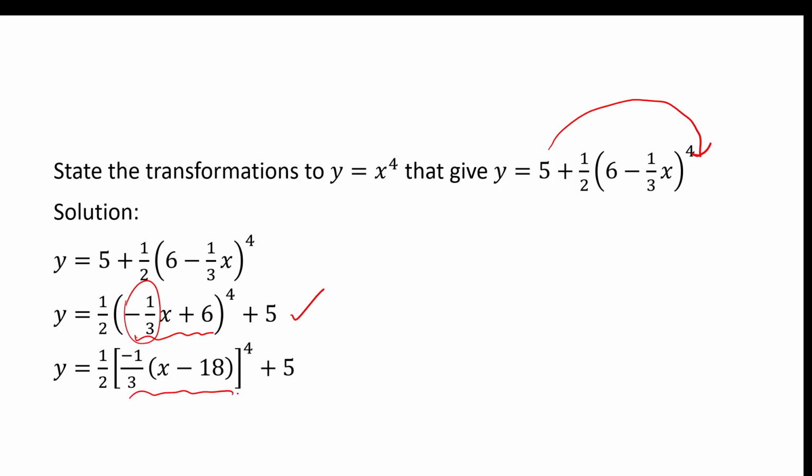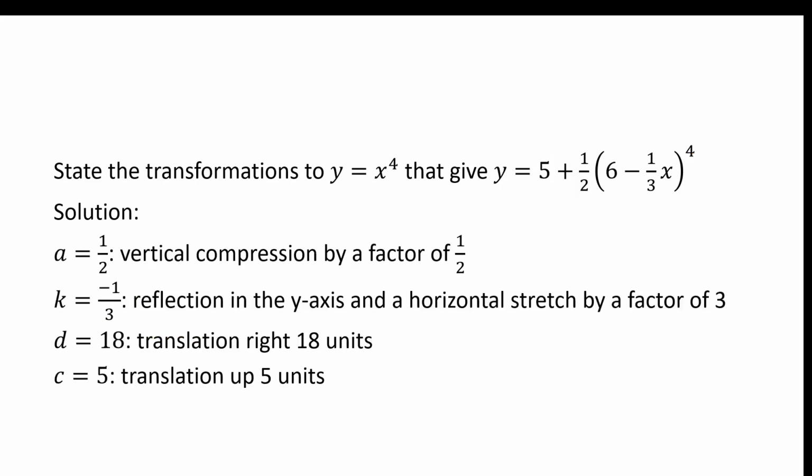And so now we can say that we've got an a value of a half, meaning a vertical compression of a half, a k value of negative a third, meaning there's a reflection in the y-axis and a horizontal stretch by a factor of 3. We have a d value of 18, so we translate right 18 units. And we have a c value of 5, so we translate up 5 units.